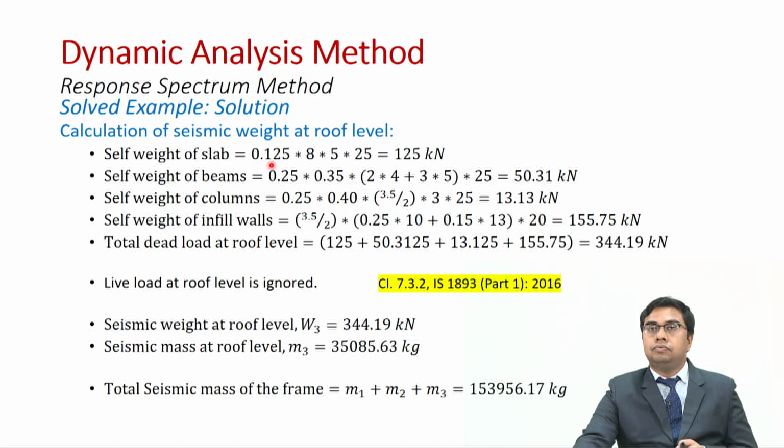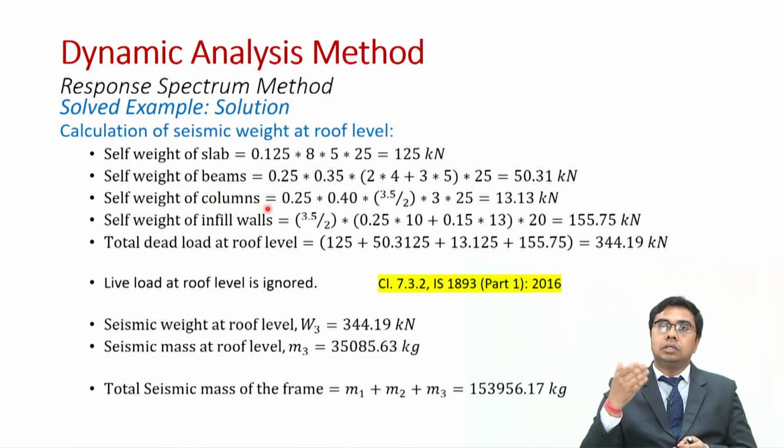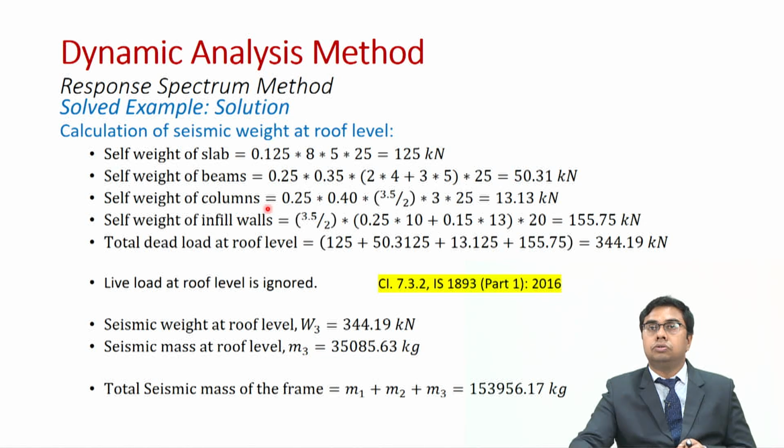Similar to the previous case, we go through the self weight, then dead load, live load, and then the seismic weight. So the self weight of slabs and beams remain the same, while the self weight of columns and infill walls are reduced to half, because now the tributary area coming from columns and walls is only on the lower side, below the roof level. There is nothing above the roof level. So the self weight of columns and infill walls are reduced to half.